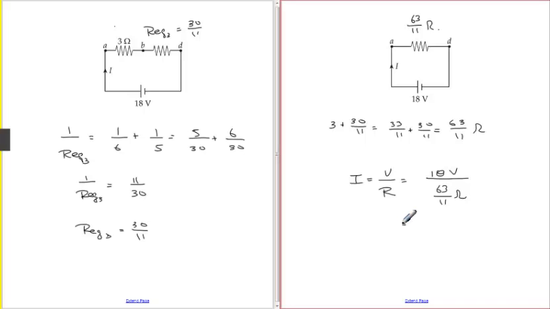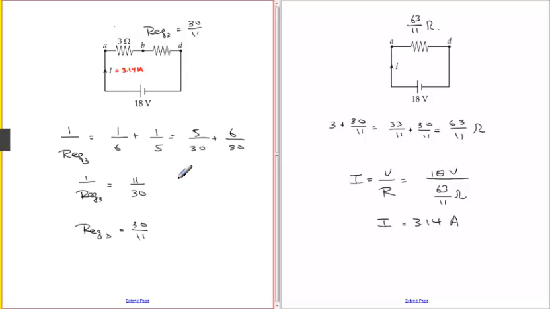We're going to put this in decimal form at this point. 18 divided by 63 times 11 is 3.14. So it's 3.14 amps. If we go back here, this is still 3.14 amps right there. Now, this equivalent resistance is the equivalent of all those things combined. What we're going to do is find the voltage drop across here based on this current and this resistance, and then take the difference between 18 volts and this voltage drop to find the voltage drop across there.